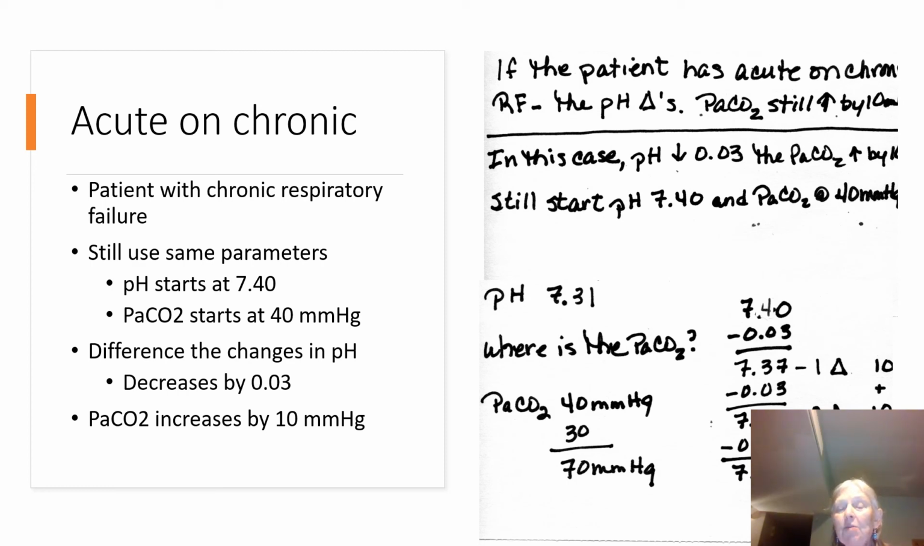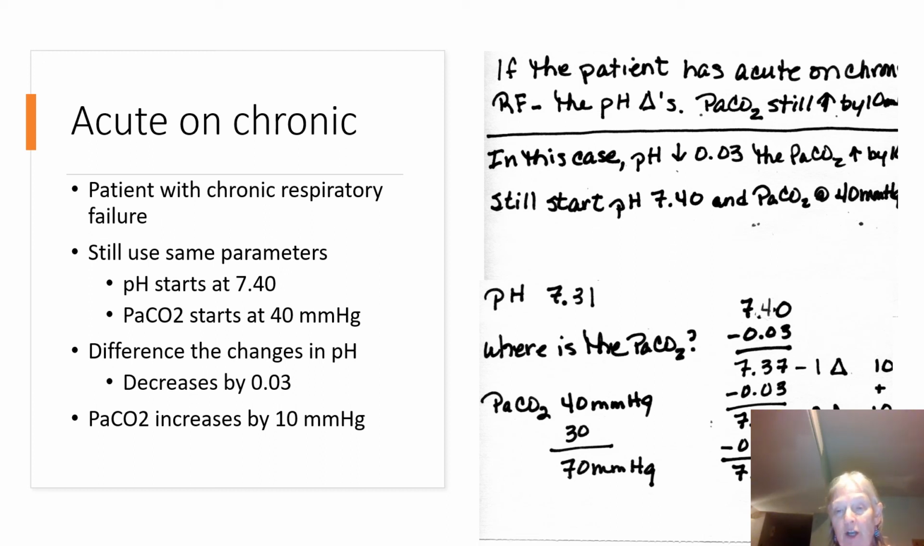So in this case, we're going to do our pH of 7.31. We're going to take our 7.40, subtract the 0.03. We come up with 7.37. We have one change. We're going to again subtract the 0.03. We're coming down to 7.34.